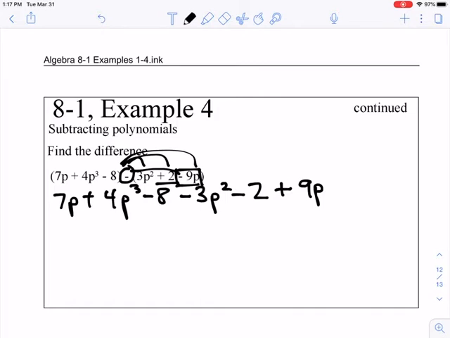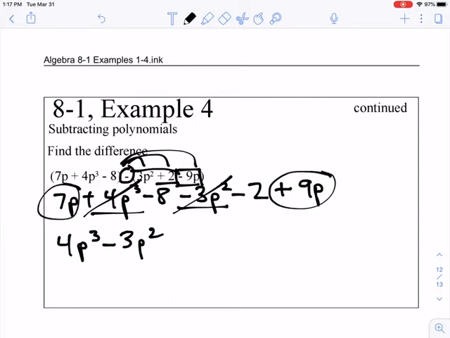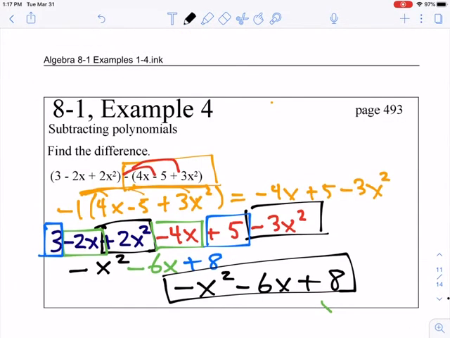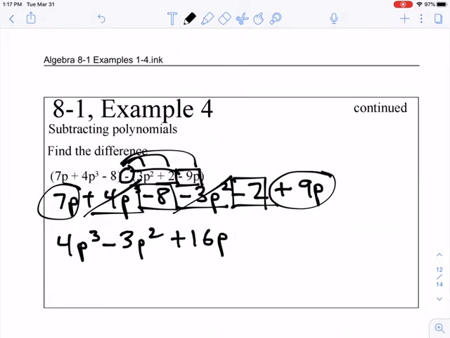Okay, now it's just a matter of combining the like terms of what I know I can combine. 4p cubed is all by itself, so that stays 4p cubed. -3p squared, I'm sorry, I don't know why I said 9p. -3p squared is also by itself, so that stays like that. And then you've got 7p and 9p plus 16p. And then you've got -8 and -2, which gives you -10.